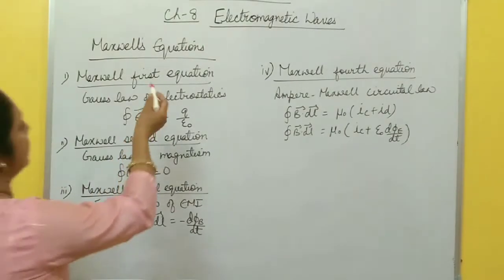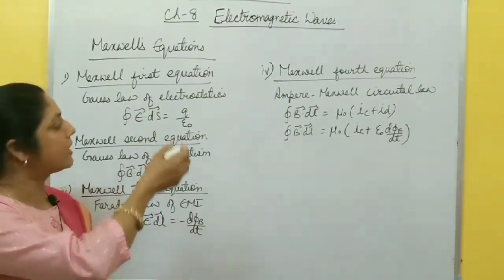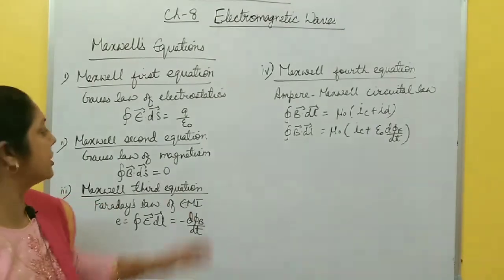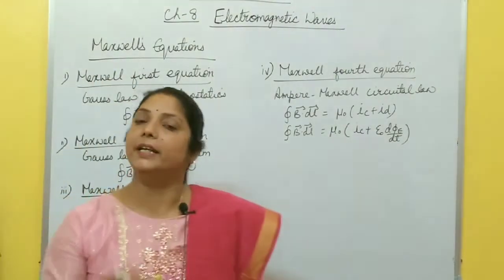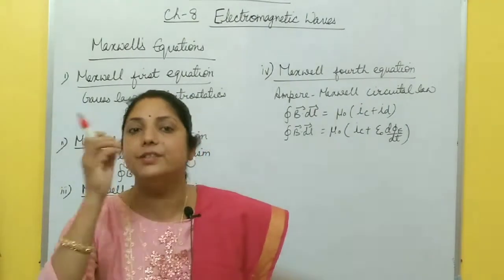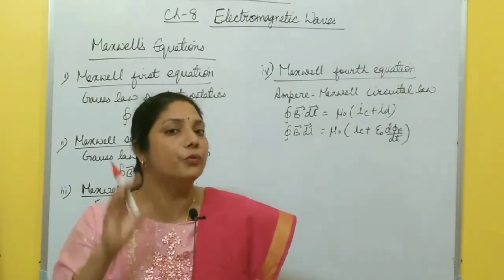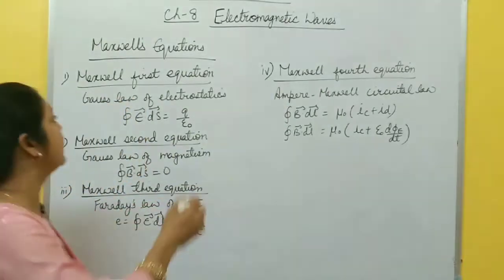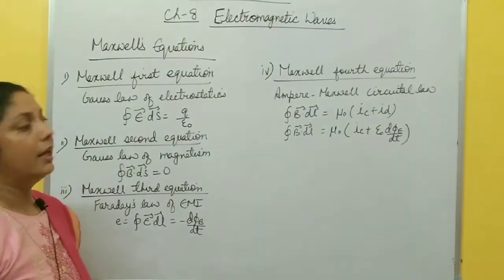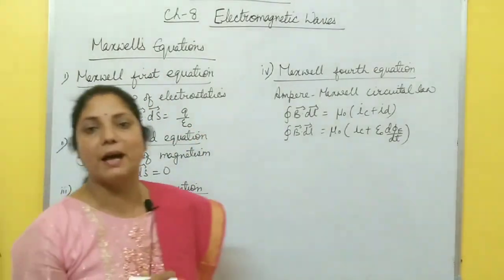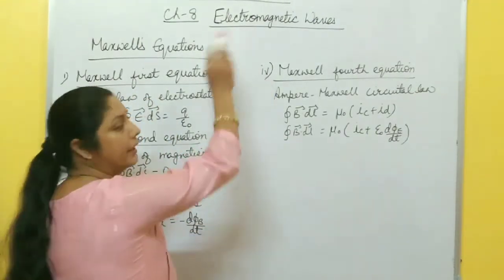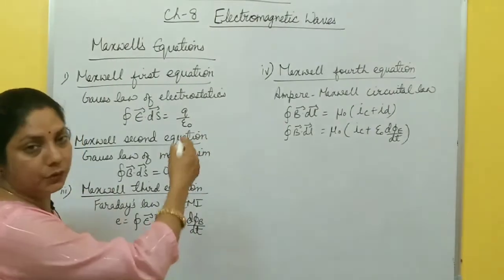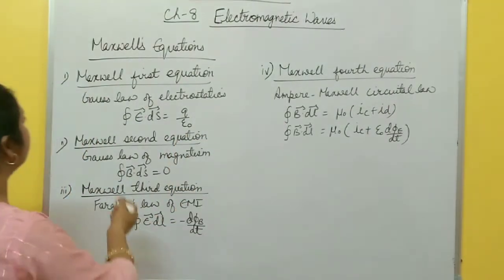Now, Maxwell's equations. These 4 Maxwell's equations are in your syllabus. You just revise these 4 equations, right? Maxwell formulated the basic laws of electricity and magnetism in the form of 4 fundamental equations. That is called Maxwell's equations. And with the help of these 4 equations, he predicted the existence of electromagnetic waves, right? What are those 4 Maxwell's equations?